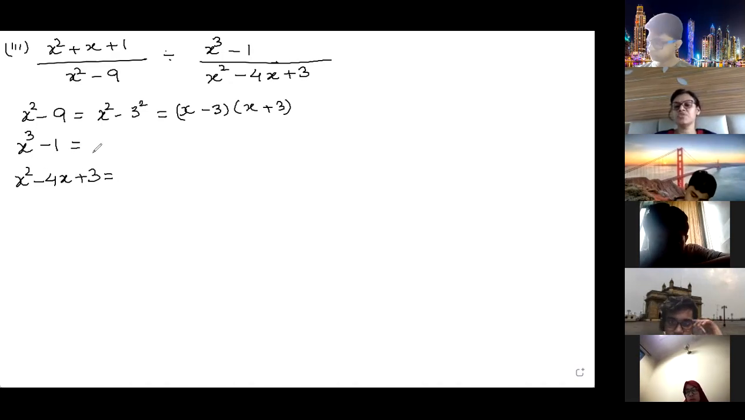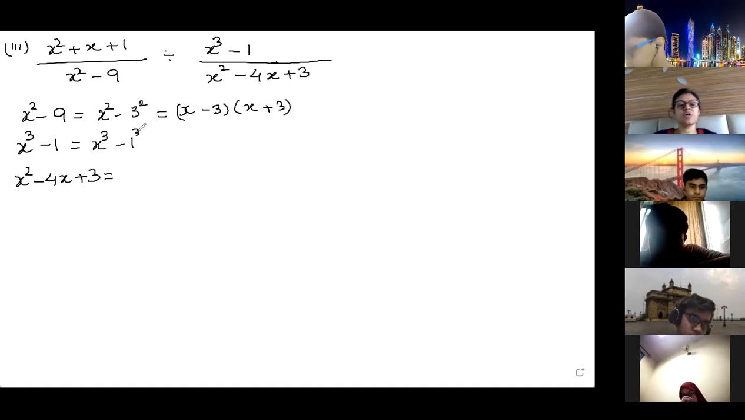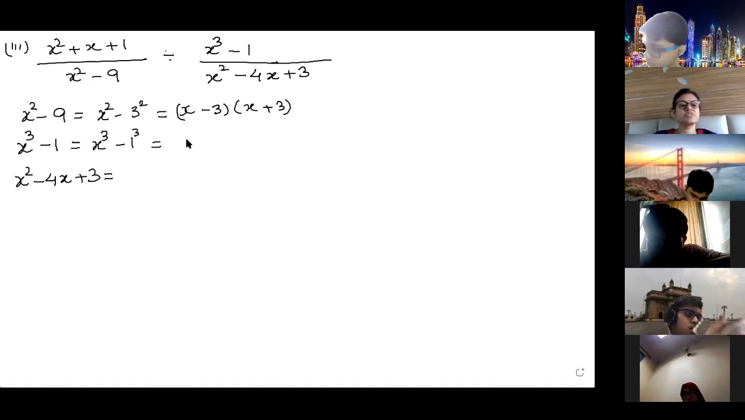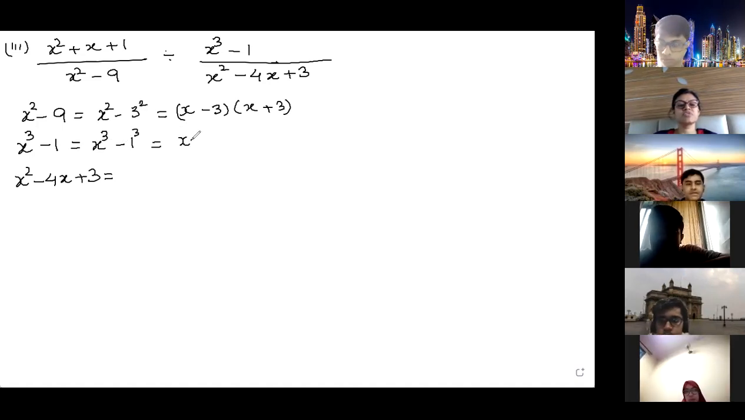x cube minus 1. Mudabbir, how will you factorize x cube minus 1? This is x cube minus 1 cube. So a cube minus b cube formula. What is it? a cube minus b cube is equal to a plus b. No, minus is there. So x minus. Give me the answer for this. I don't want the formula.